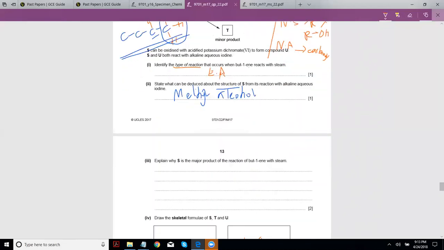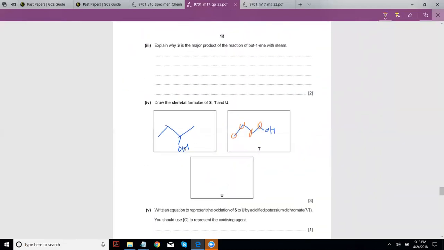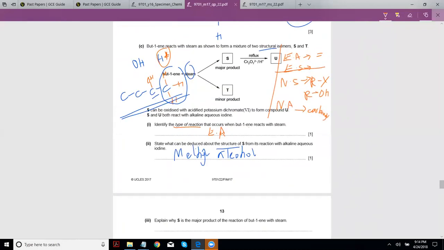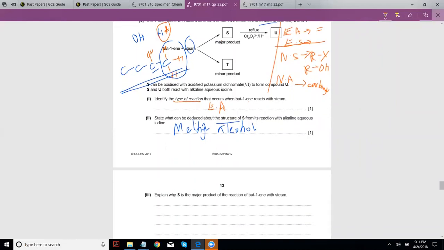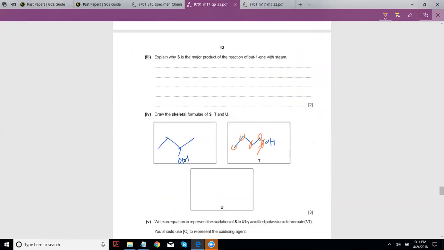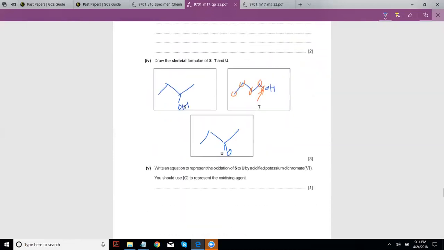What about U? A fairly common mistake. When the OH is added, people think at times that there is an extra carbon, but there isn't. It's just the OH group. So we refluxed with an oxidizing agent. And this is S, right? So what is the oxidation of a secondary alcohol? A ketone, with a double bonded O. That's it.